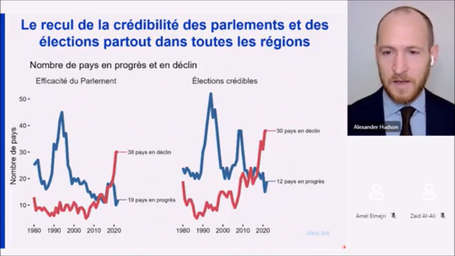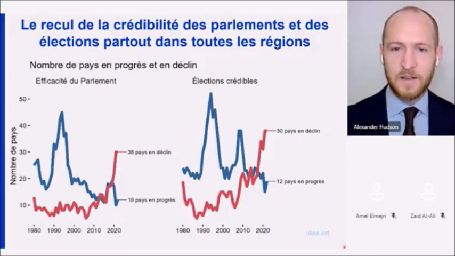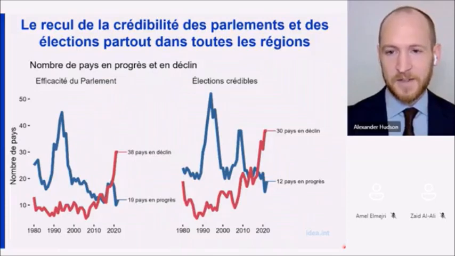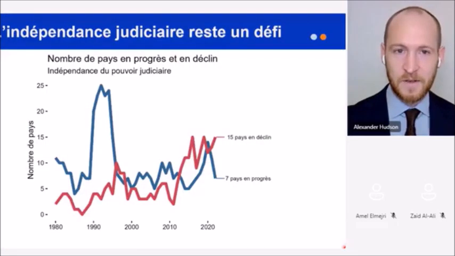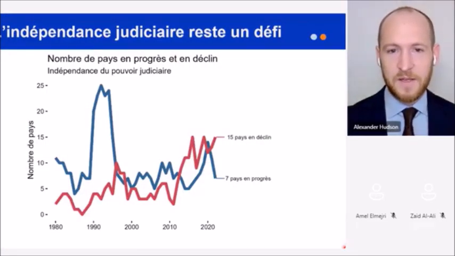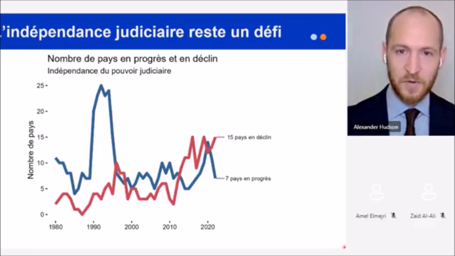And in the most recent year for which we have data, 38 countries were in decline and 19 were making progress in effective parliament. Credible elections, as we measure it, includes a lot of consideration of the autonomy and efficacy of the electoral management body, one of those key fourth branch institutions. And here we see that the trend is quite negative, with 30 countries in decline and 12 making progress. The trend for independence of the judiciary is slightly different. Again, great progress in the 90s, but we see actually many countries making progress still up until about 2020, and that is where the trend definitively diverges, and we have 15 countries in decline and only 7 making progress.